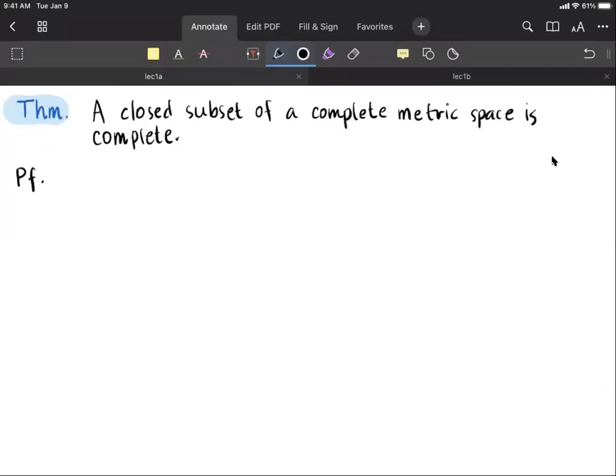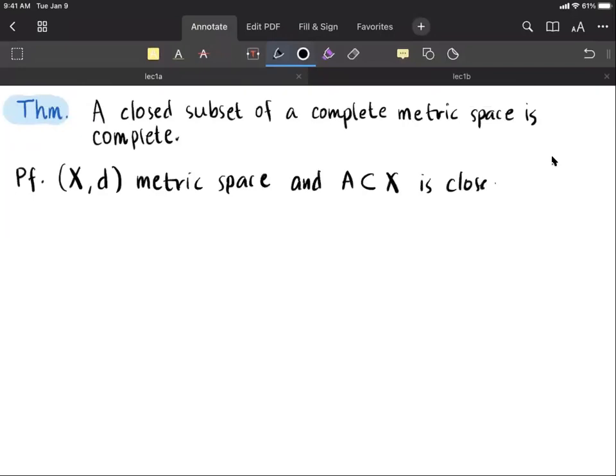Okay, so let's start with the metric space X with metric D, and a subset, let's say A of X, which is closed. Here, by closed, we mean with respect to the metric topology. Now, in order to show that A is also a complete metric space, of course, we need to define what is the metric of A. And this will be the restriction metric.